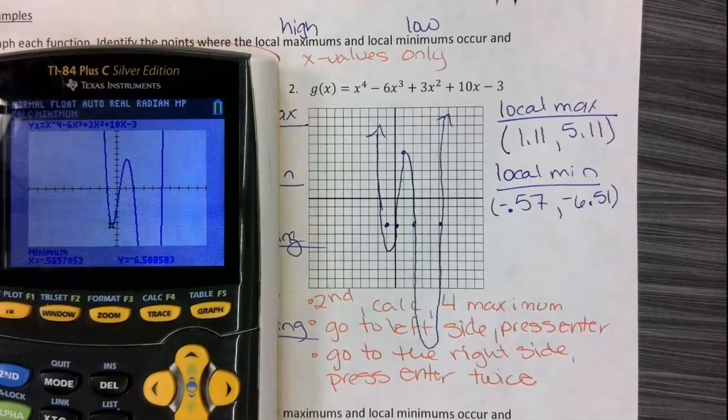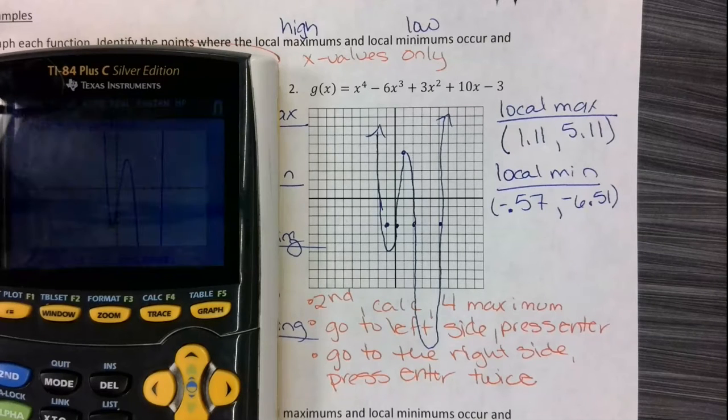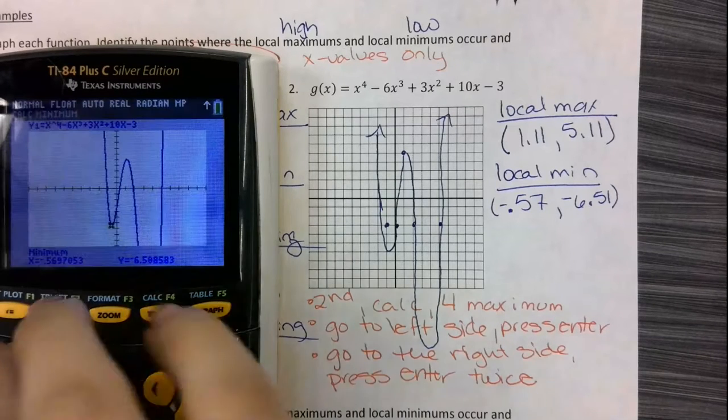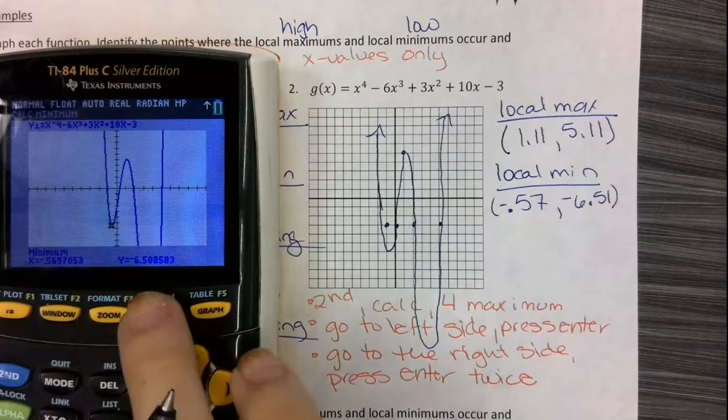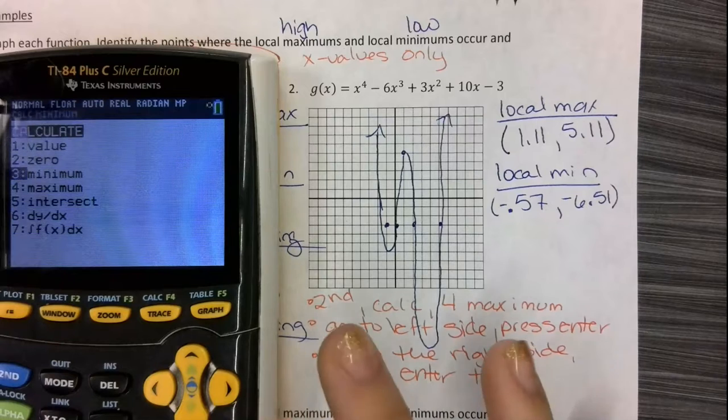Did you go second trace? Okay, so how do I find the minimum that's off the screen? No, I don't need to zoom out. Even though it's off the screen, I still know where my left and right sides are, right? Okay. So I'm going to go second calc. I'm going to pick minimum again.